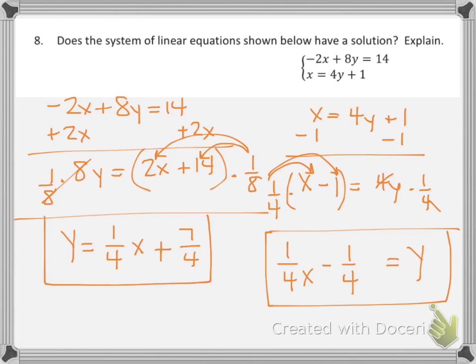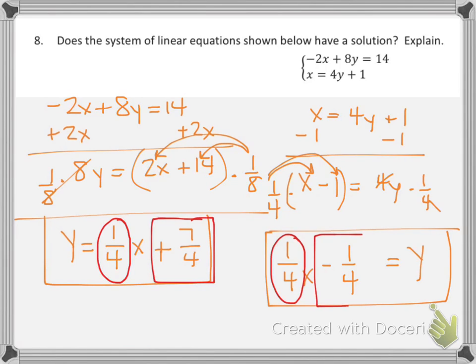So here are my slopes, the coefficient of x, 1/4 and 1/4. Slopes are the same, so they're definitely parallel, and I just need to see if they're the same line. Since this one crosses at 7/4, almost 2, and this one crosses at a negative 1/4, I know they're different lines. They're just parallel, and they're never going to intersect. So no, this system of linear equations does not have a solution.